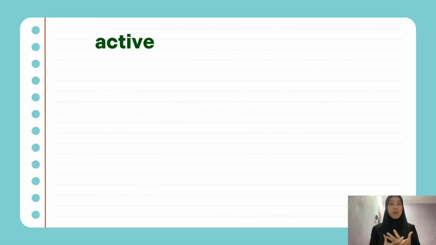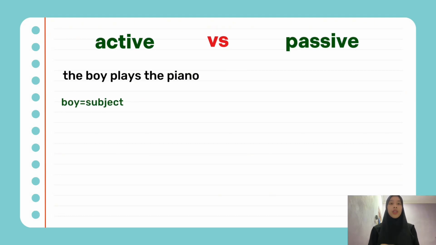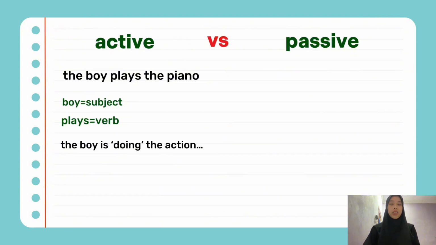Next, to understand the passive voice, I will give an example of active voice and passive voice. Example for active voice: the boy plays the piano. Boy is the subject, plays is the verb. The boy is doing the action. The subject does the action to the object.